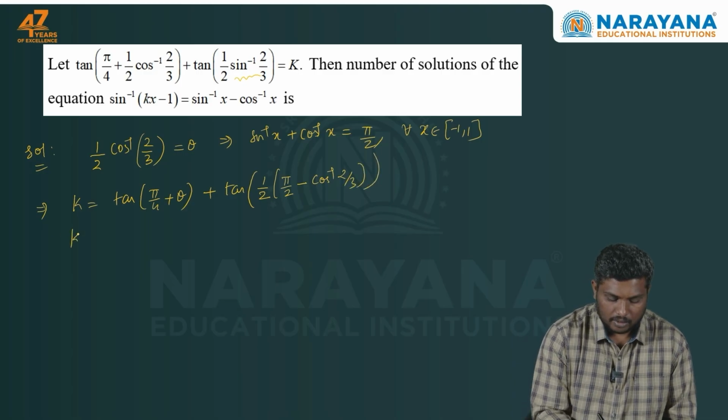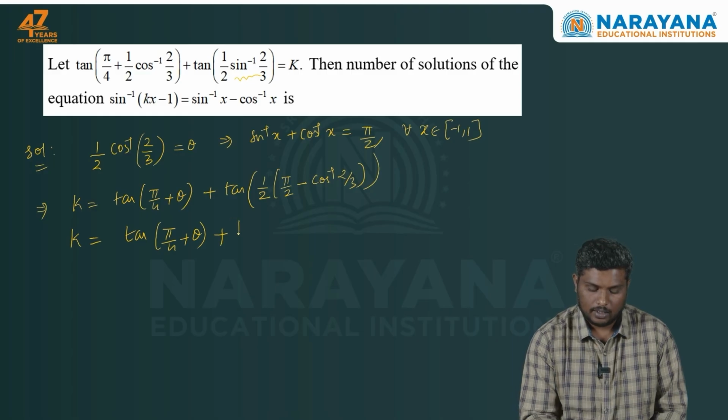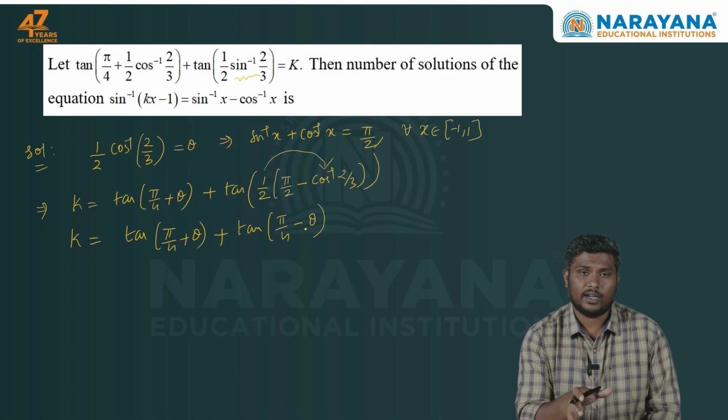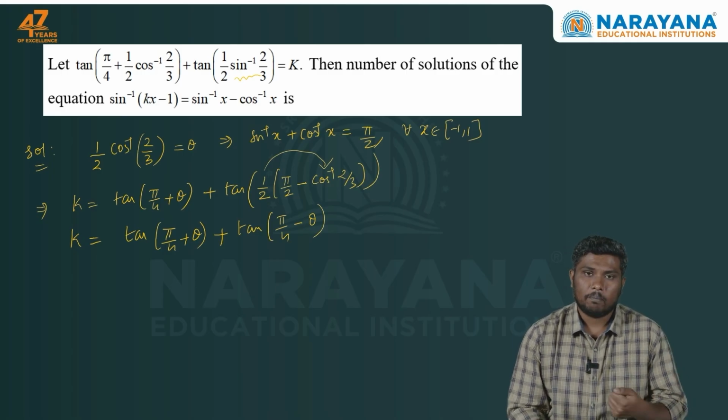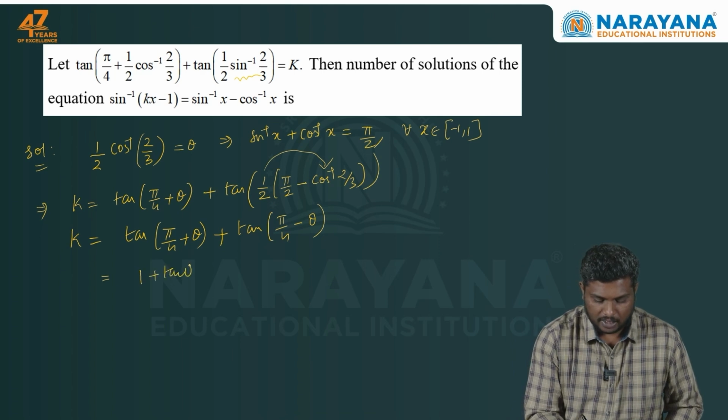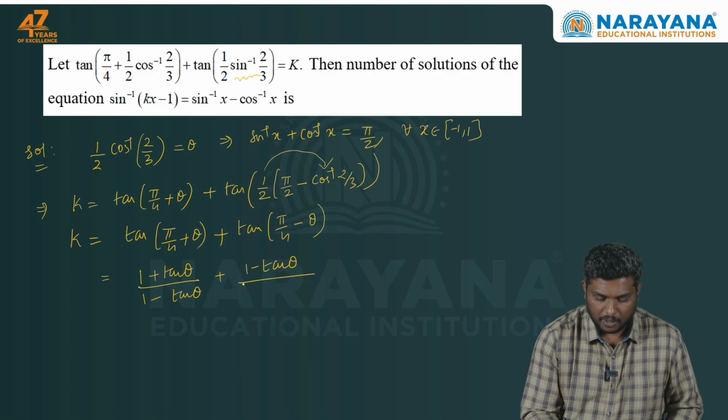Okay, and this is going to become tan(pi by 4 plus theta) plus tan(pi by 4 minus theta). See guys, this into this will once again become theta, so it will give us minus theta. So once again, basic trigonometric formula, tan(a plus b) plus tan(a minus b). Tan(a plus b) is tan pi by 4, which is (1 plus tan theta) by (1 minus tan theta) plus (1 minus tan theta) by (1 plus tan theta).